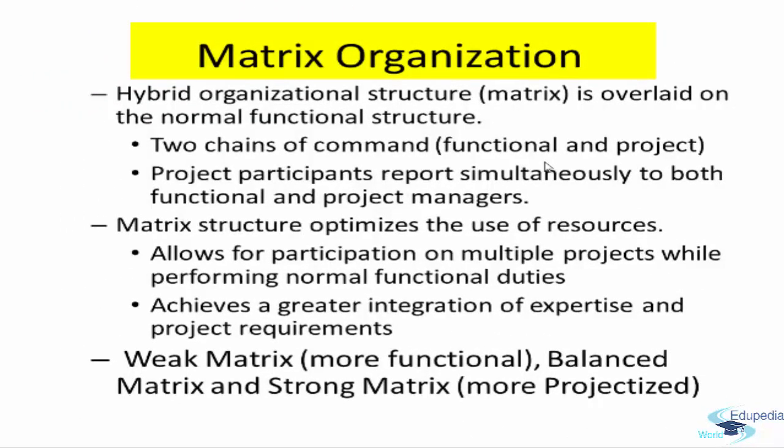So now we move on to the matrix organization. Matrix organization is kind of a mix of functional organization and projectized organization. So it is overlaid on the normal functional structure. There will be two chains of command. You have a functional manager and a project manager. Project participants report simultaneously to both functional and project managers. If you are doing something related to a functional area, you have to report to the functional manager, and also you have to report to the project manager. In case of people who are staffed from a functional unit, they have a dual reporting role. They need to report to the functional manager, also to the project manager.